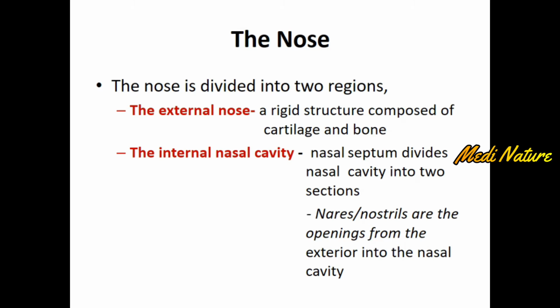Let's see one by one. The first structure is the nose. The nose is divided into two main regions called the external nose and the internal nasal cavity. The external nose is a rigid structure composed of cartilages and bones. The internal nasal cavity is divided into two main parts by the nasal septum, and it opens anteriorly and posteriorly by the openings called nares or nostrils.